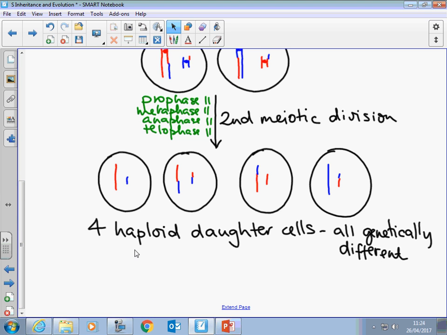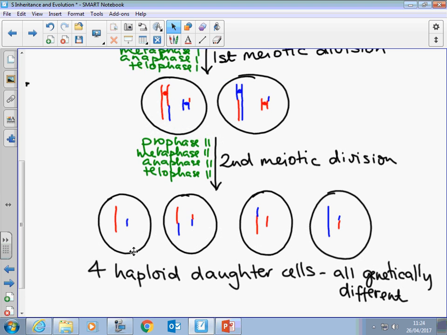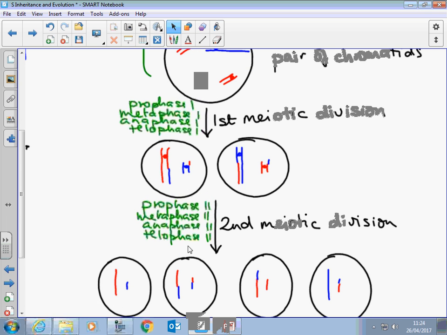So, right, we'd better look into this in a bit more detail, particularly this recombination of the genetic material that gives rise to this mix and match business, this idea of crossing over.